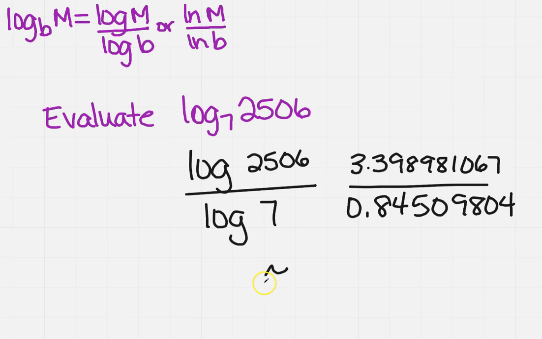And then when you actually divide them, you're going to get an approximation because you're not going to want to write all of that information down. So when I do that, what are you going to get? Well, I'm going to get approximately 4.02.